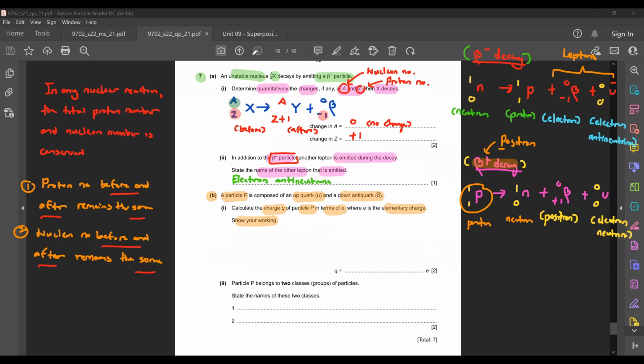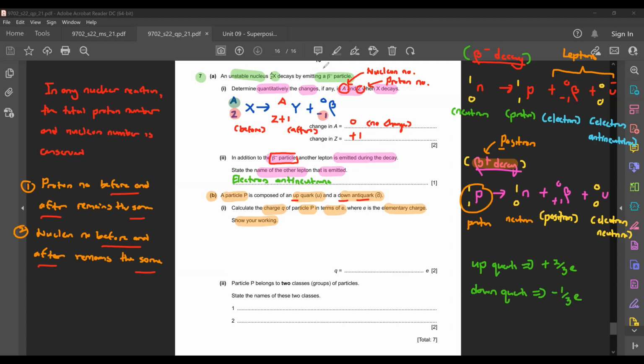So what you have here is an up quark and a down antiquark. Okay, so when it comes to charges for your quarks, you need to remember them. There's a table for it from last time, but I'm just going to give you the important ones relevant to your question first. Now, if you're talking about an up quark, your charge will be plus 2 over 3e. If you're talking about a down quark, your charge would be minus 1 over 3e.